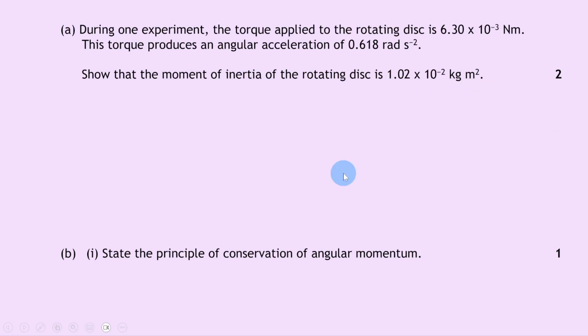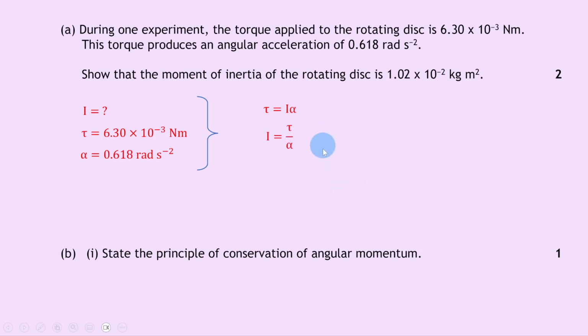Well, writing down what we know from the question, we're trying to find the moment of inertia I. We know the torque tau is 6.30 times 10 to the minus 3 Newton meters, and we know the angular acceleration alpha is 0.618 radians per second squared. So writing down our equation relating moment of inertia, torque, and angular acceleration, we have tau equals I alpha. Rearranging for the moment of inertia I, we can divide both sides by alpha to get I equals tau over alpha. Substituting in the numbers gives 6.30 times 10 to the minus 3 divided by 0.618, and putting that into your calculator should give you an answer of 1.02 times 10 to the minus 2 kilogram meter squared.